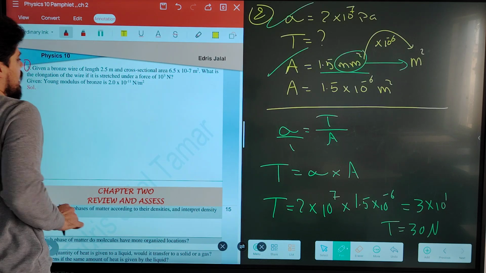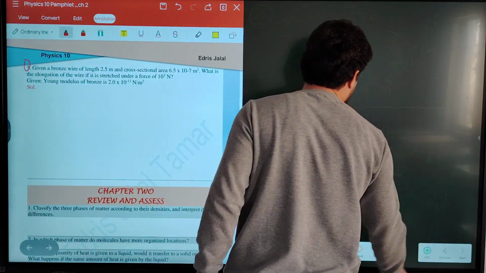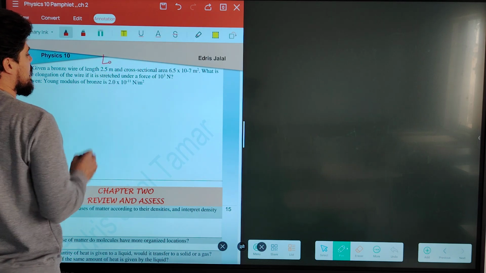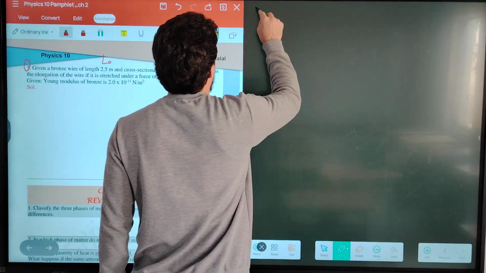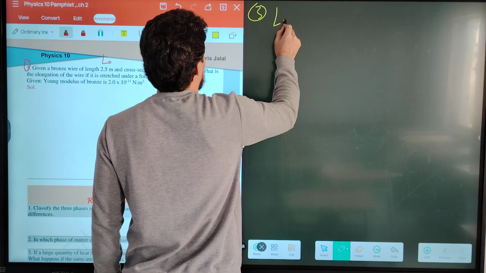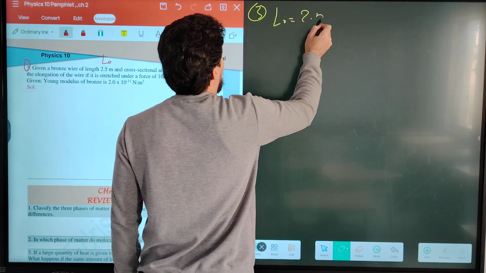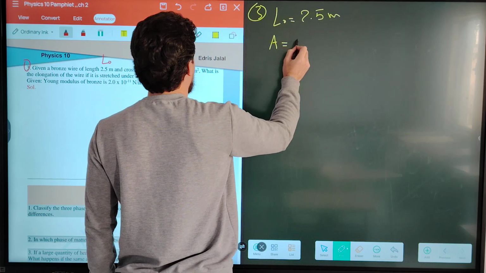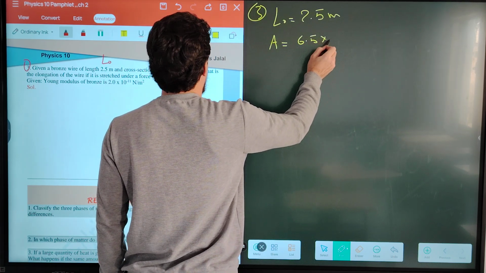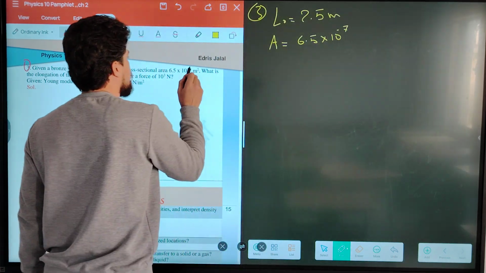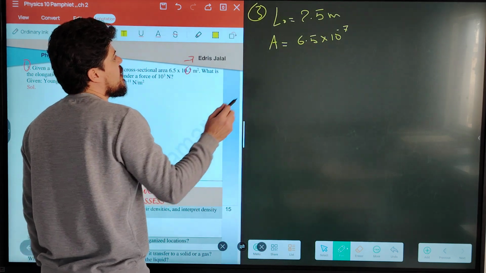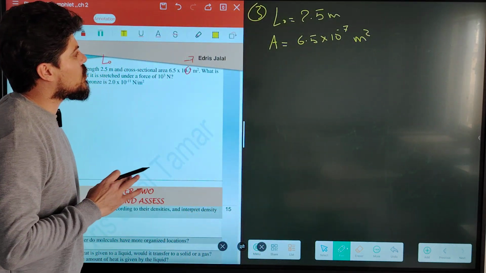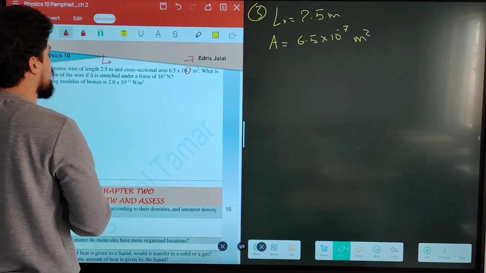The last question, guys, question 3. Given a bronze wire of initial length 2.5 meter. Cross-section area was given 6.5 times 10 power negative 7. Guys, this is negative 7, okay? Meter square. The area was given in meter square, so it is not necessary to convert because it was given in the SI unit.